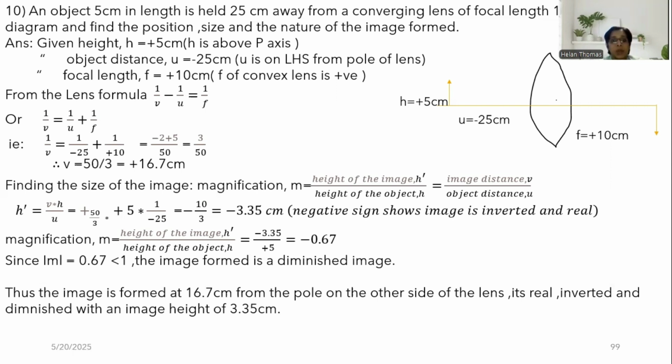And the image height is 3.35 centimeter. It's a real, inverted and diminished image. Real and inverted is how you convey the negative sign of your height. Your magnification is less than 1, so you convey the message of diminished image also here. So the image with the image height of 3.35 centimeter, which is real, inverted, and diminished. Okay, never put your signs for your values in your concluding statement.